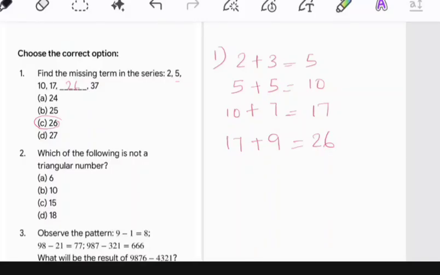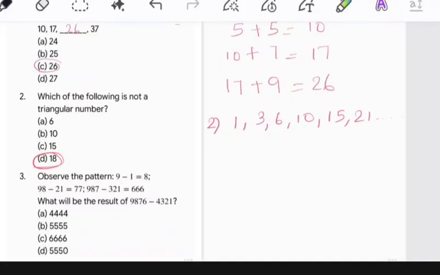Second question, which of the following is not a triangular number? We all know the patterns of triangular numbers. Triangular numbers follow the pattern 1, 3, 6, 10, 15, 21, etc. Looking at the options, 6, 10, 15, 18, this 18 does not fit this pattern. So 18 is the answer. 18 is not a triangular number.